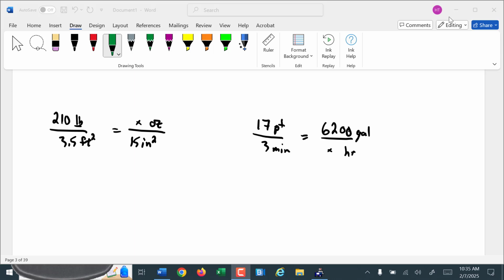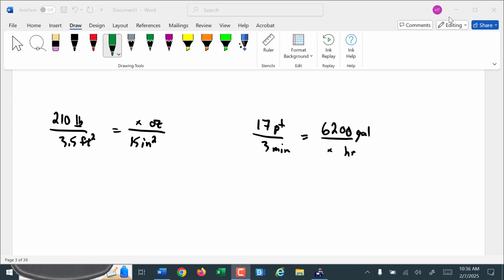We've already converted some rates, but rates that are set up like this, where we have 210 pounds in a 3.5 square foot area. How many ounces would that be in a 15 square inch area? If it's not something we have to do over and over again, it's simplest just to do the conversion once in a proportion like this rather than converting the rate.